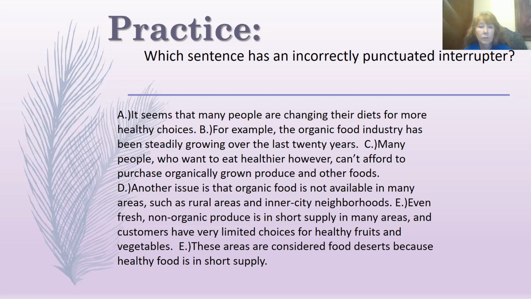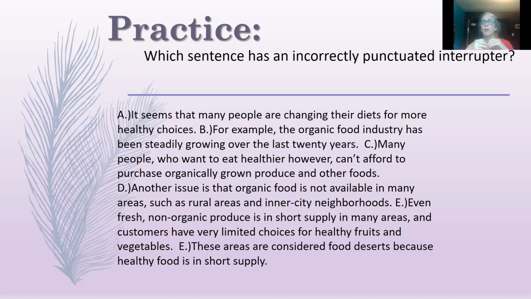So do I need who want to eat healthier? Is that going to identify? If I just say many people can't afford to purchase organically grown produce and other foods, does that who want to eat healthier identify the people I'm talking about? Yes, it does. So what do you think? Do I need that comma after people? No, I don't think so. So I think we got a couple of things wrong here. I think we should have that sentence say, many people who want to eat healthier, comma, however, comma, can't afford to purchase organically grown produce and other foods.